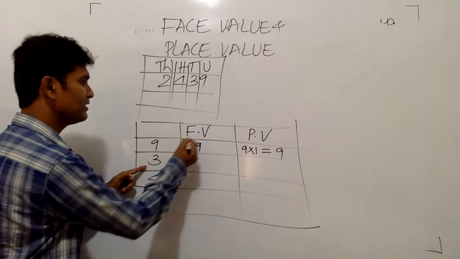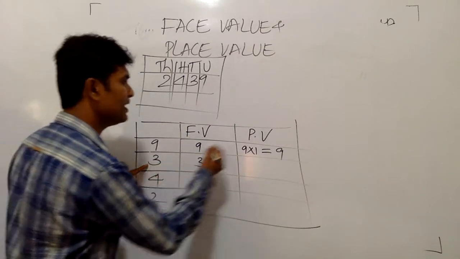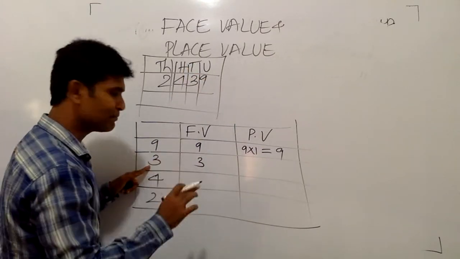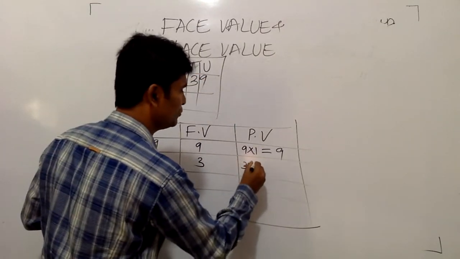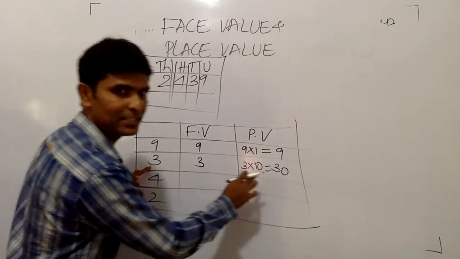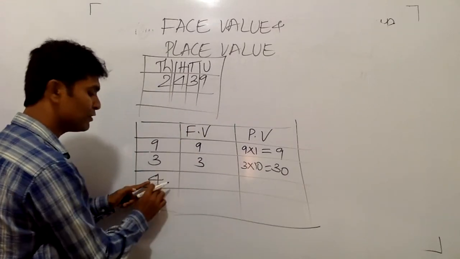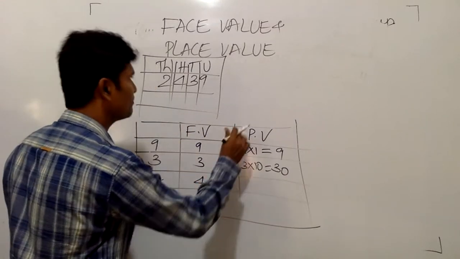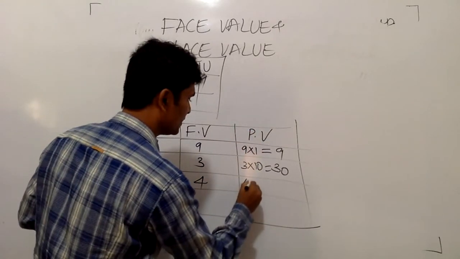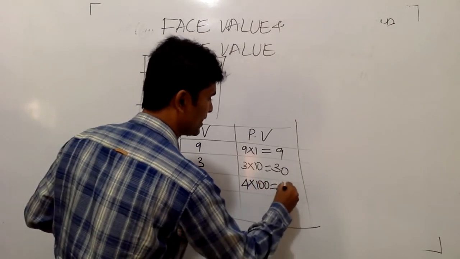Next, 3. The face value is 3 only, so I am writing 3 here. And the place value, where is it? It is in the tens place. That's why 3 into 10 is equal to 30. The place value of 3 is 30. And now 4. The face value of 4 is 4. The place value of 4 is 4 into 100, because it is in the hundreds place. That's why it is 400.